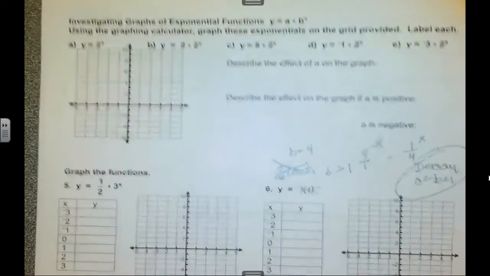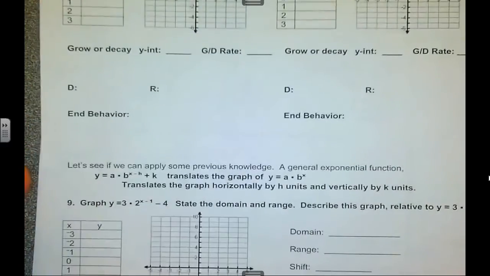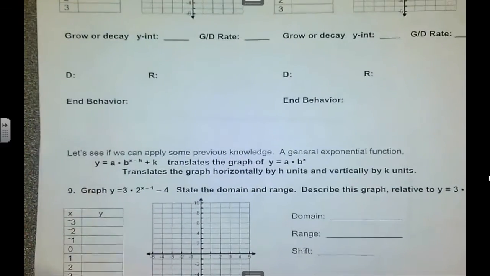Okay? All right, so let's look at a different asymptote. And don't have one. Yes, I do. Okay, so let's go to number 9.